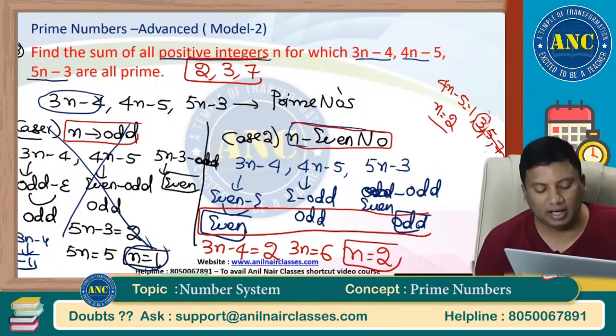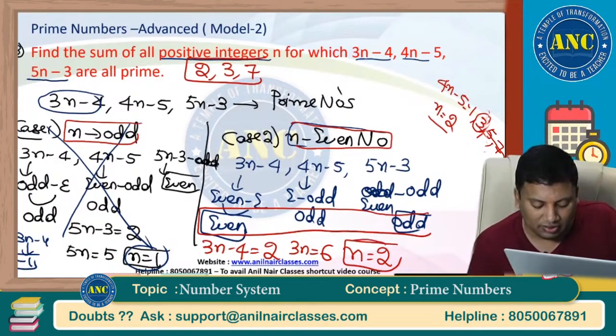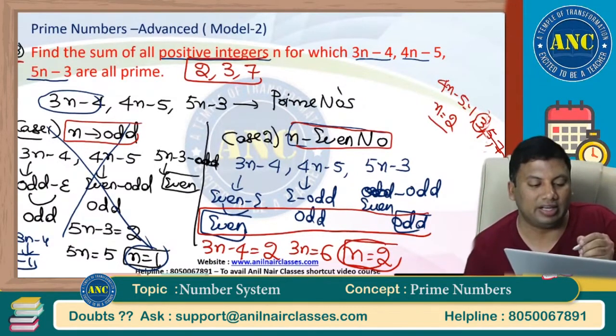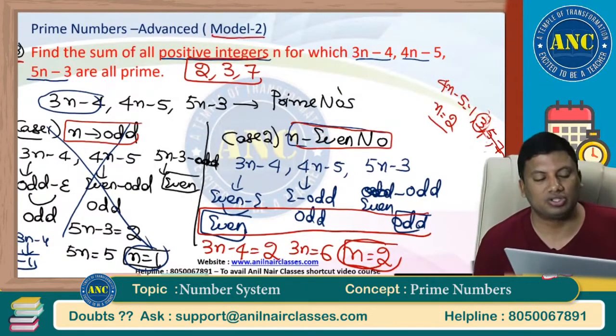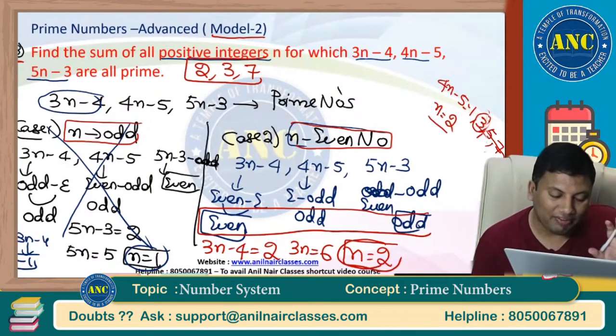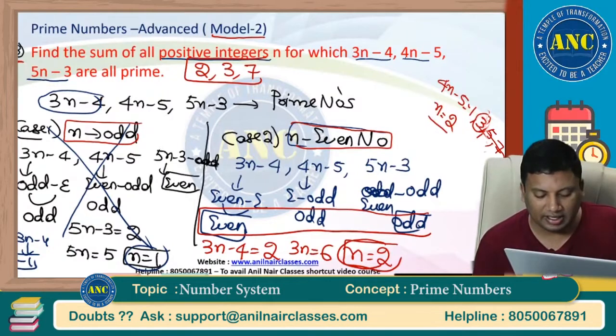So 3n minus 4 is 2, and the n value is nothing but 2. Very, very important variety of questions. In case you are watching this video, after the video, kindly watch it again for effective learning. I hope the idea is clear.